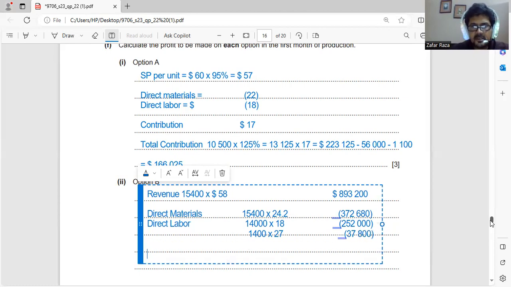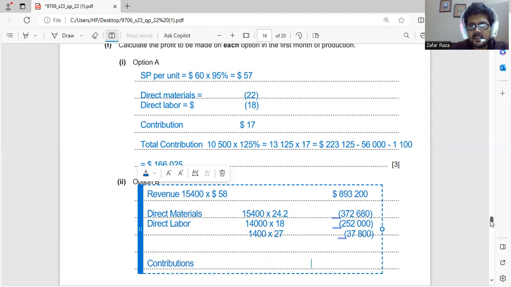So here we have the contribution now. Contribution, how much? 893,200 minus direct material and direct labor, and we will come to 230,720. Done. Now we have to come to fixed cost.